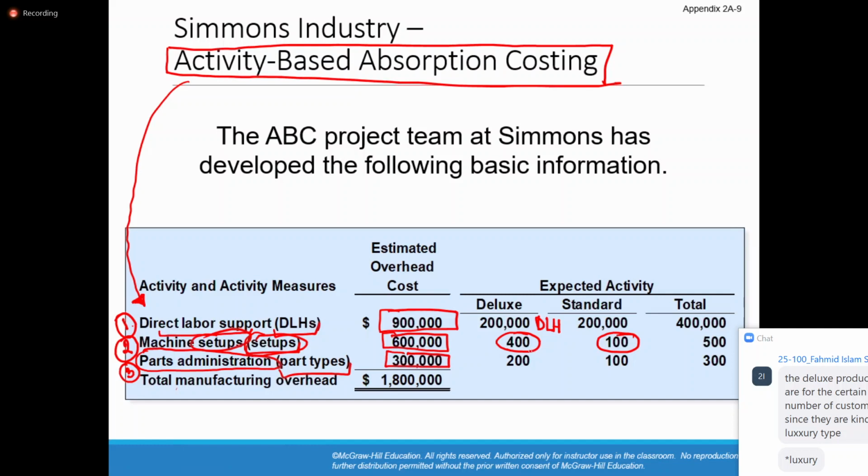And you see the parts administration, and it depends on the product. For premium product, you expect that more parts will be assembled in the deluxe product. And for the standard product, you expect that less number of parts will be assembled.